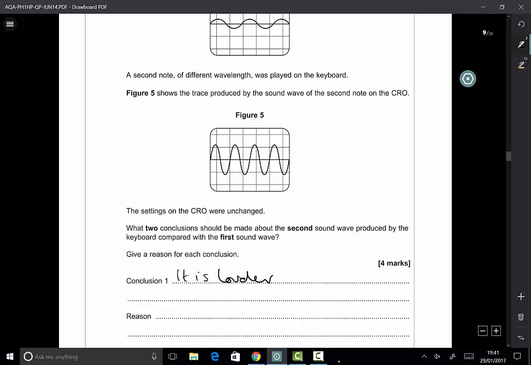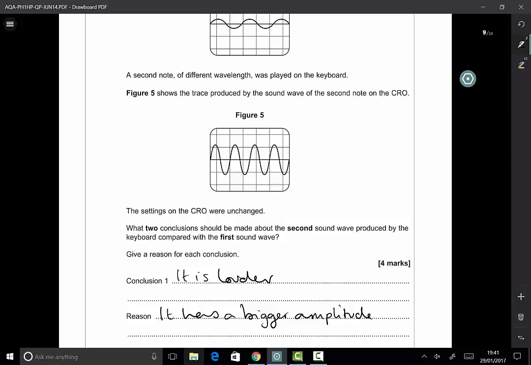Okay, and the scientific word for the height of that wave, we're going to give us the reason, is it has a bigger amplitude. Okay, the next thing we want to look for is the number of waves we've got. So we've got 2.5 complete waves there. We've got 4 complete waves there. So the wavelength is longer in figure 4.